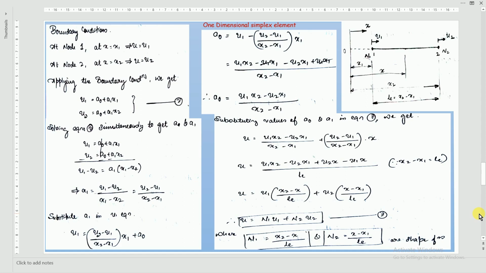This same procedure is followed for almost all the derivations. Only the number of equations based on the element will increase, and the expressions for shape functions will change. These are your shape functions: x2 minus x divided by L, length of the element, and x minus x1 divided by length of the element, for the 1D bar element in terms of global coordinates. So what are the shape functions for a 1D bar element in terms of global coordinates? They are n1 equal to x2 minus x divided by LE, n2 equal to x minus x1 divided by LE.